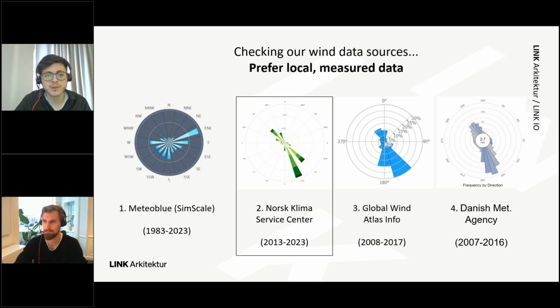So our approach here was to prefer local and measured data. In this case, it was very important for us to have the most updated data, but also something that we can trust that is very close to our site, because with Norwegian topography, everything can change just at the other side of a fjord or a specific mountain. So it was very important for us to use this Norwegian Climate Service Center in this case.